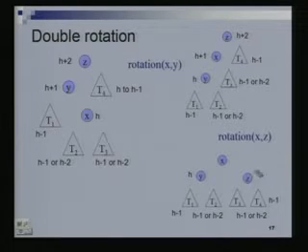What is the height of z? H. Is it balanced? Yes. H minus 1 and h minus 1 or h minus 2. What's the height of x now? H plus 1. It is also balanced. But this height is now strictly 1 less than this. So in this case you will have to move up. There is no might this time.